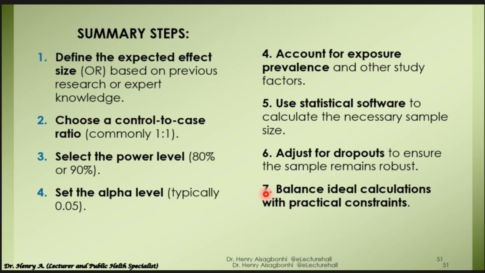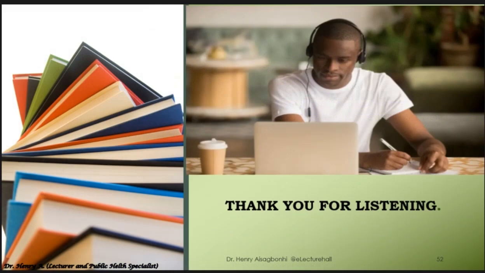So in summary, to get a good sample size, you need to define the expected effect size, choose a control to case ratio, select the power level, set the alpha level, account for exposure prevalence and other study factors, use statistical software to check, adjust for dropouts and attrition, and balance the ideal calculation with practical constraints. I believe with what I have just said, you've now understood what needs to be done in terms of the decisions you take before you can agree on the specific sample size that you need.